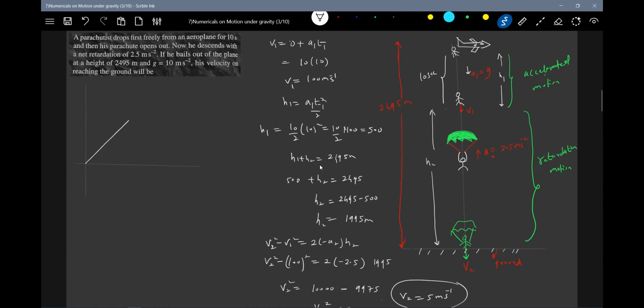Then afterwards, the velocity starts decreasing. And it does not become zero, you see this. So there's a maximum speed V1 and there's a final speed V2.